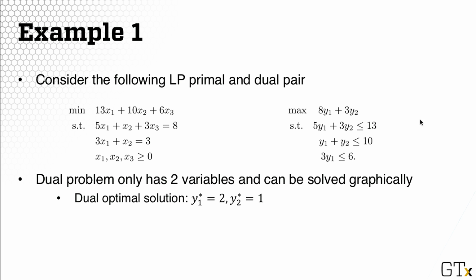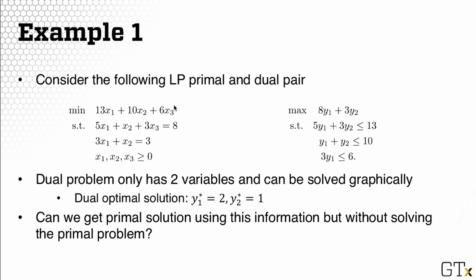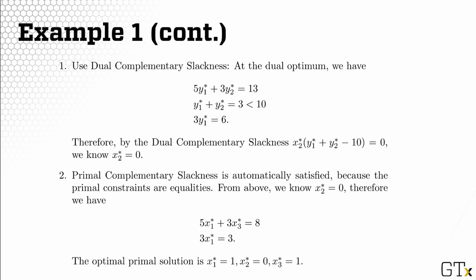And the primal problem has three variables, so it's comparatively harder to solve. The question is, if we can solve the easier one, the dual problem, can we use that dual optimal solution and the primal-dual relation to figure out the primal optimal solution without actually solving the primal problem? It turns out that complementary slackness exactly gives us a way to do that. So here is the procedure. There are two complementary slackness conditions, the dual and the primal. The dual is about the product of the dual constraint times the primal variable being equal to 0.